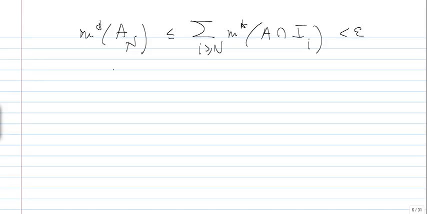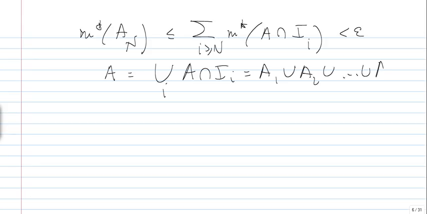It is easy to see that A, which is the union of A intersect I_n, is equal to A1 union A2 union up to A_N. So we have A as a finite union of sets, all with outer measure less than epsilon.